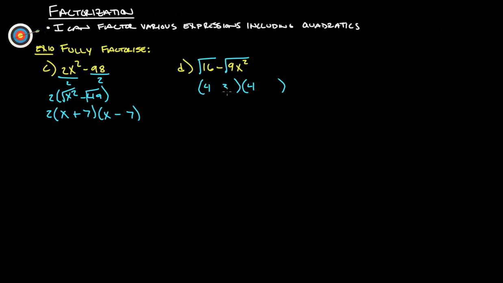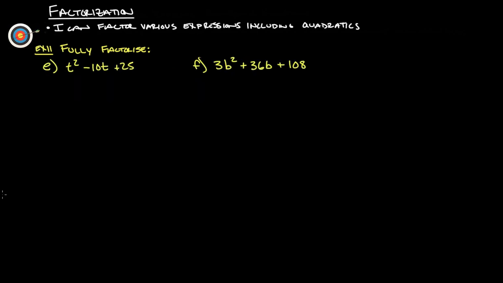Square root of 9 is 3. Square root of x squared is x. So we got 3x and 3x. One's positive, one's negative. And there's our difference of squares. These are hopefully, as you do more and more of these, going to become a little bit easier to recognize. Okay? All right, next one.